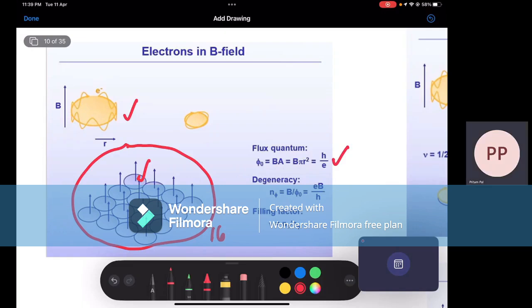If I want to know how many flux quanta, I take the flux density and divide it by the flux quantum. This is the filling factor. That tells me the number density of allowed electron states. I can define a filling factor for this, right? It's a unitless density.